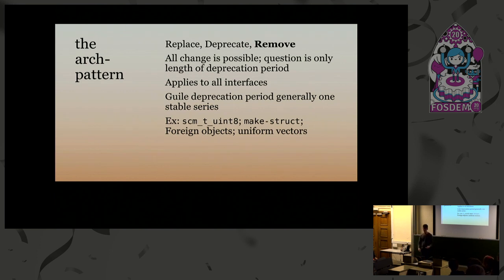And sometimes we don't succeed. Maybe the replacement didn't take into account the use cases of users. So I added something called foreign objects to replace a facility in Guile where you can extend Guile with new types that are backed by some C implementation. And it hasn't been a real success. So I don't know if we'll be able to actually migrate off or if I'm going to have to remove foreign objects, or I don't know exactly.